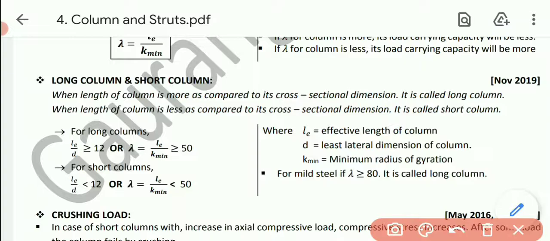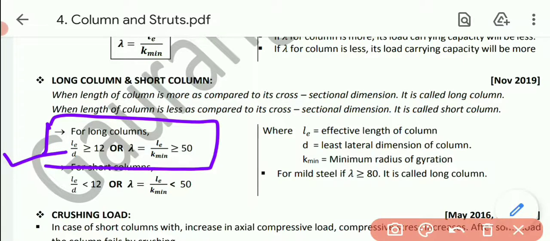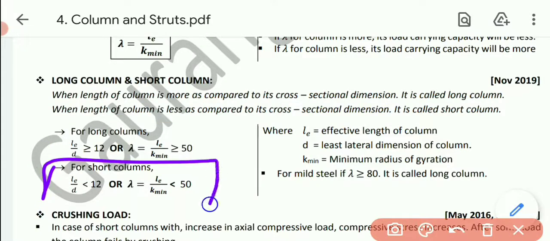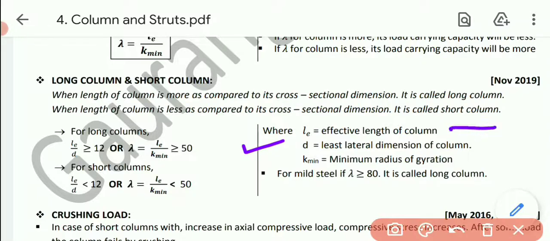To differentiate the long and short column: first of all, for a long column, if Le/D is greater than or equal to 12, or we can say lambda, that is Le/K minimum, is greater than or equal to 50, then it is known as a long column. While for a short column, if Le/D is vice versa, less than 12 and lambda is less than 50, then it is a short column. The parameters are Le, the effective length of the column, D, the least lateral dimension, and K minimum, the minimum radius of gyration.